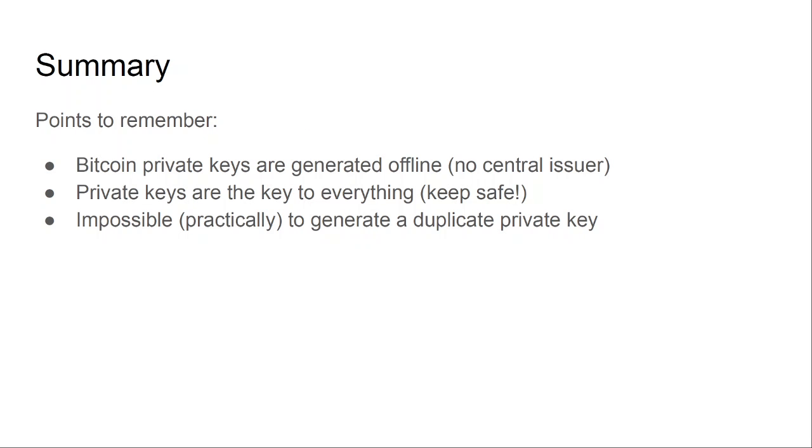We've got a quick summary here. Bitcoin private keys are generated offline. There's no central authority, no central issuer. A private key is the key to everything. You have to keep it safe. If someone has the private key, they can generate the Bitcoin address and they can take everything, right? You have to keep the private key safe. And it's impossible to generate a duplicate private key. For all practical purposes, it's impossible.